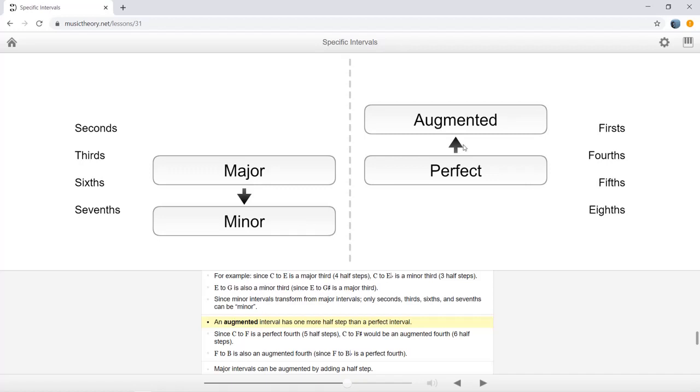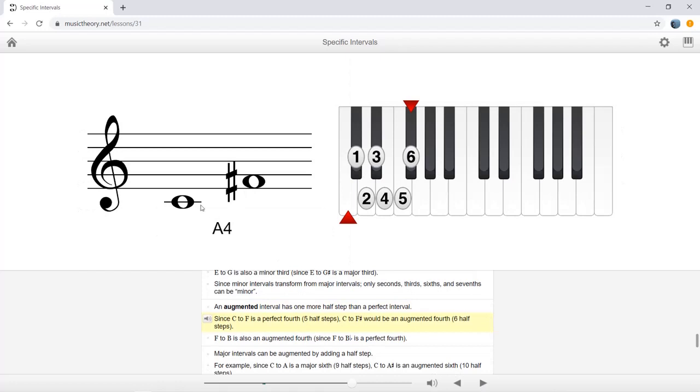Augmented means that it's higher or a bigger gap than perfect or major. So augmented means it's going to have more half steps. So a perfect fourth had 5 half steps. It's still a fourth because 1, 2, 3, 4. But then there's 6 half steps. And this is going to have a weird sound to it.